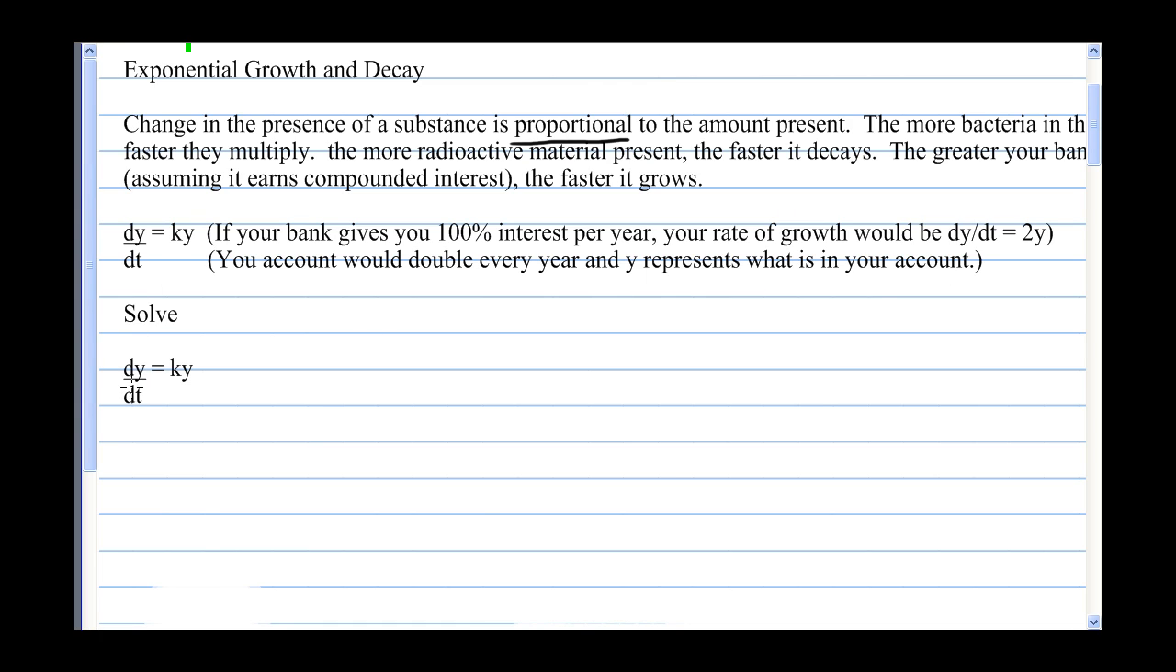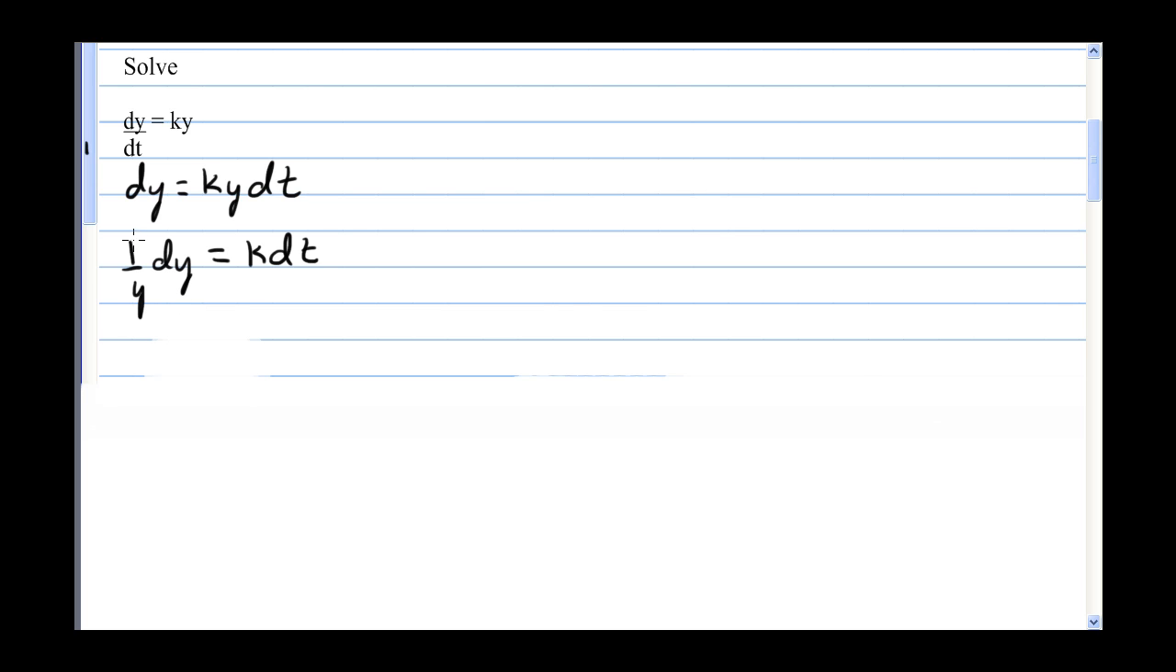So we're going to solve this equation right here and just kind of see what we get. So we're going to multiply both sides by dt. We're not going to integrate yet because I want to get y with dy, and I'm going to keep the constant with the dt. So we have 1 over y dy equals k dt. Well, now we can integrate. And we have the natural log of the absolute value of y equals kt and then plus c.